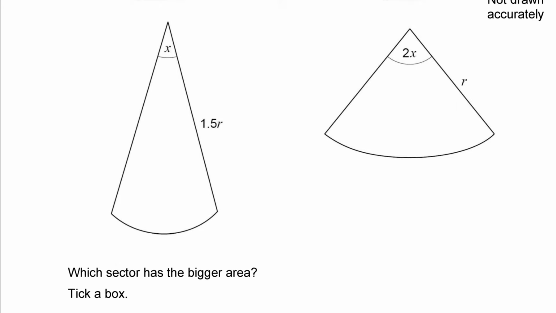Now, the formula for the area of a sector is going to be the area of a circle, pi r squared, and then what fraction of a circle it is. So it's the angle at the center. We normally use theta for that, over 360. So you use the center angle to find what fraction of a circle you have, and then you multiply that by the area of a circle, and you'll get the area of a sector.